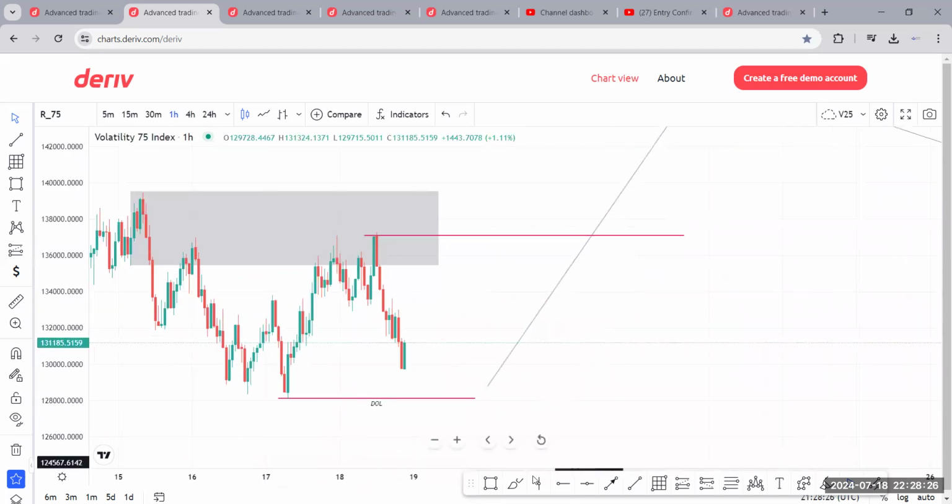On 1 hour, we can see that this was where price went to retest the order block. All right, so it was bullish until price swept this liquidity and then gave us a market structure shift here by that candle body, confirmed by this candle's body.